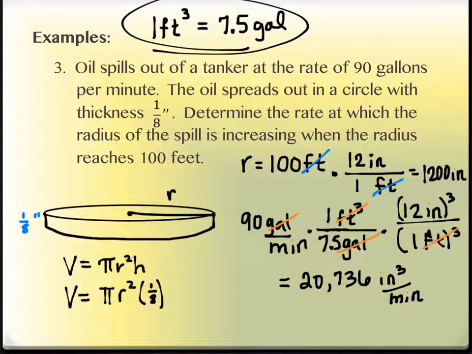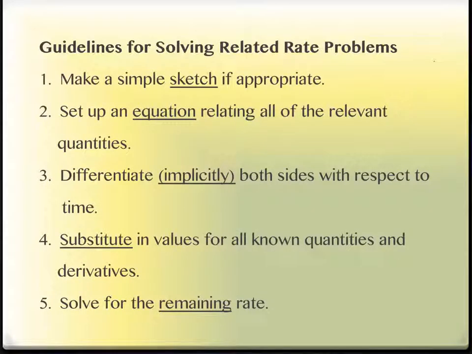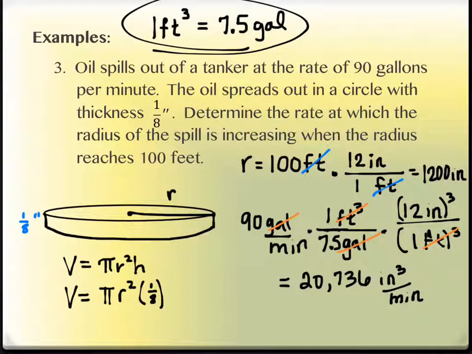Okay, let's go back to the calculus part of this. So at this point, taking a look back at our steps of the problem, we have created a picture. We've got an equation relating the relevant quantities, and we've turned all of our relevant quantities into the same unit. That's not written in the steps here, but it is something that has to be done. We're at the point where we're ready to differentiate implicitly with respect to time. So over here's our equation. I'm going to move it to the next slide so I have some more space to work.